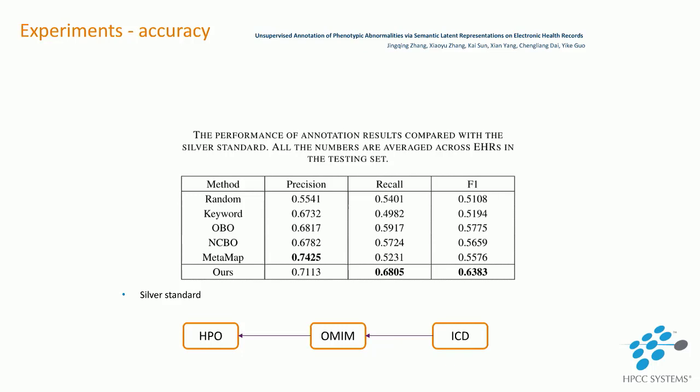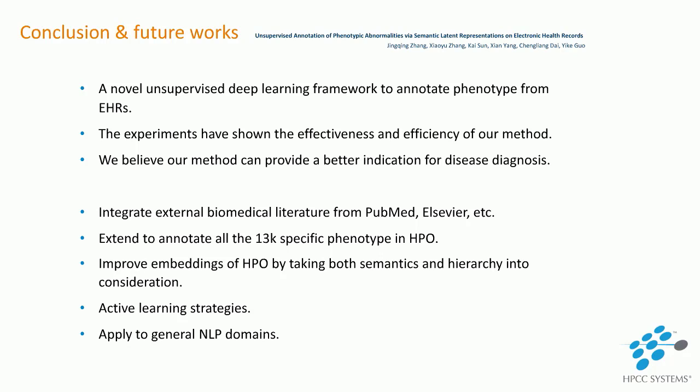But as we said, this is all on the primary level of the phenotype. So we're actually working on extending it to the second level or even detailed phenotypes for all the phenotype annotations. For the conclusion, we propose this centralized learning method. We prove its efficiency and effectiveness, and we also believe that the method can be helpful for disease diagnosis.